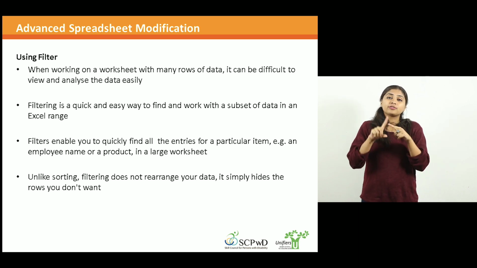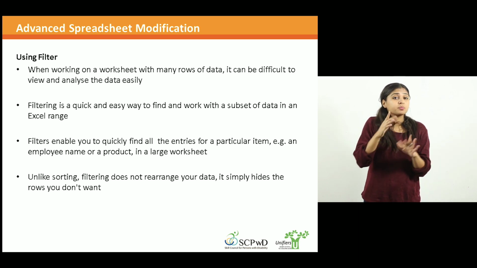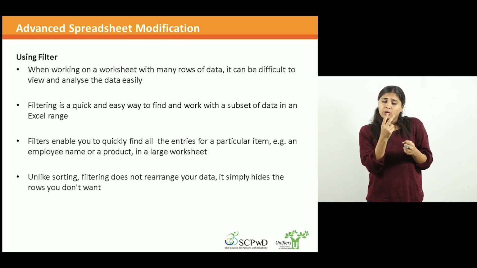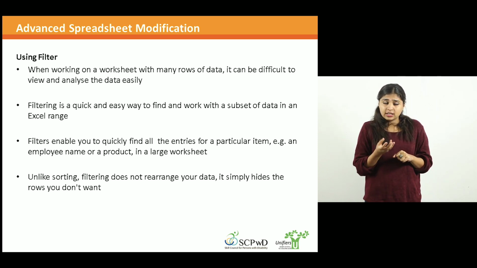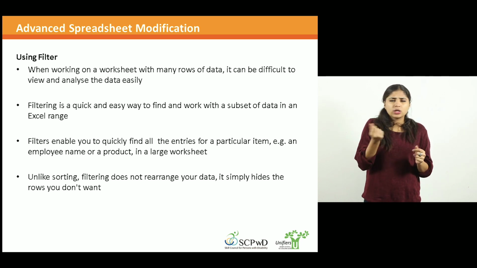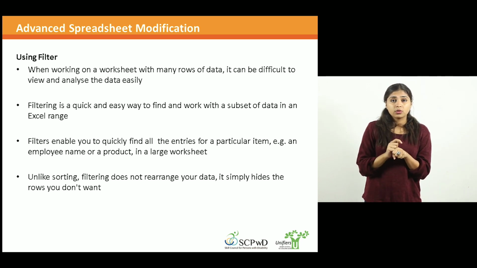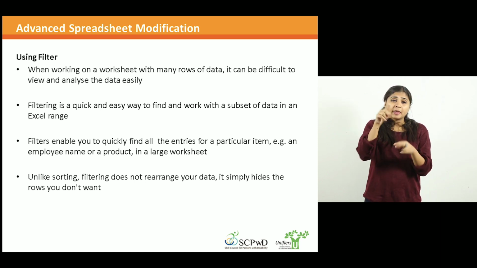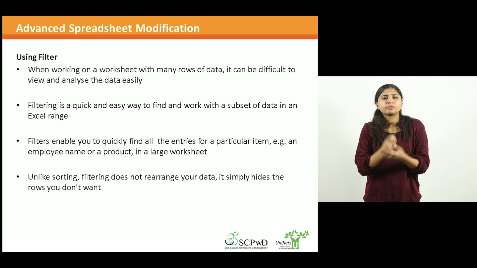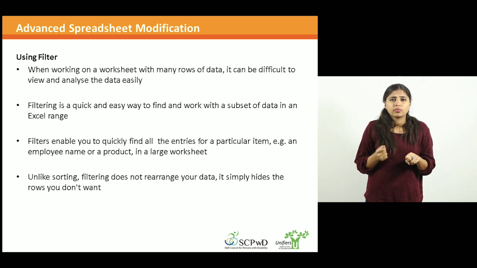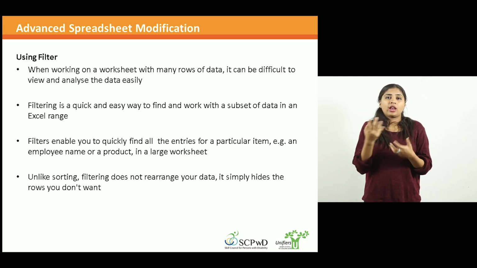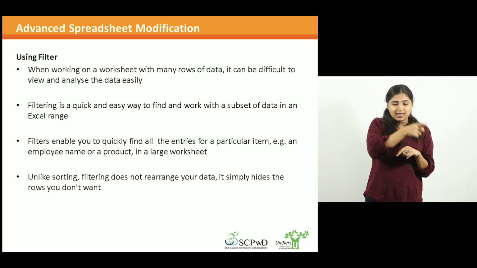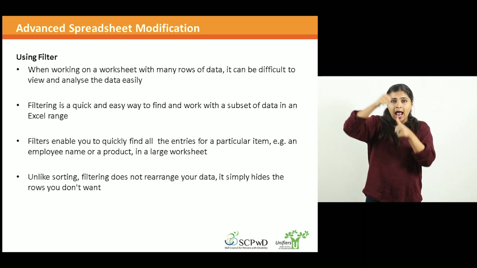Using filter. When working on a worksheet with many rows of data, it can be difficult to view and analyze the data easily. Filtering is a quick and easy way to find and work with a subset of data in an Excel range. Filters enable you to quickly find all the entries for a particular item, for example an employee name or a product in a large worksheet. Unlike sorting, filtering does not rearrange your data. It simply hides the rows you don't want.